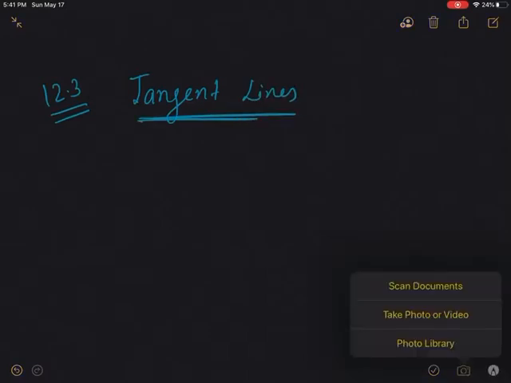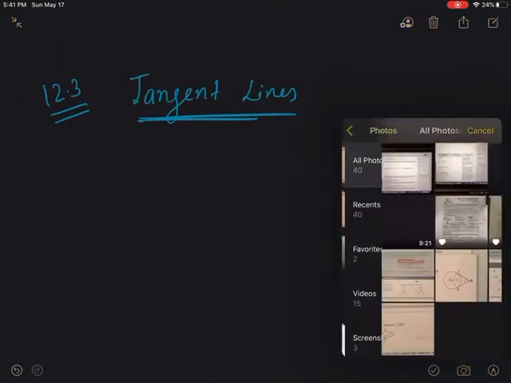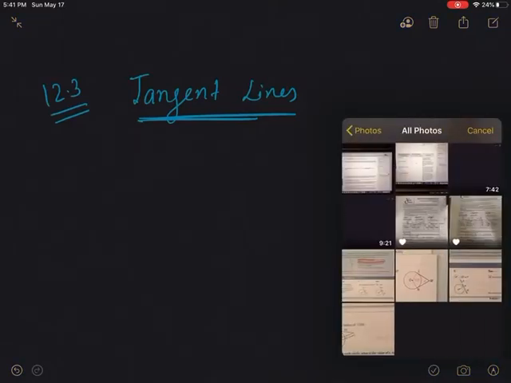Hello everyone, today we're going to be moving on to our next section, which is 12-3, and this section is about tangent lines. In order to understand the theorem, I have a picture to show you, so let's look at that first. Let's start off with that.